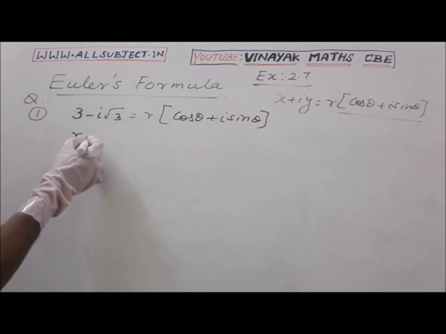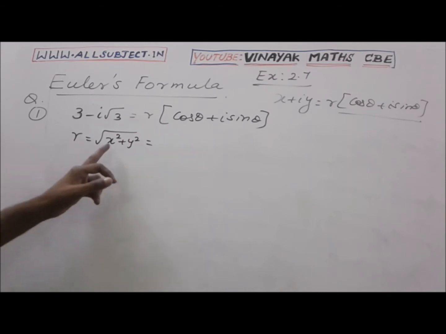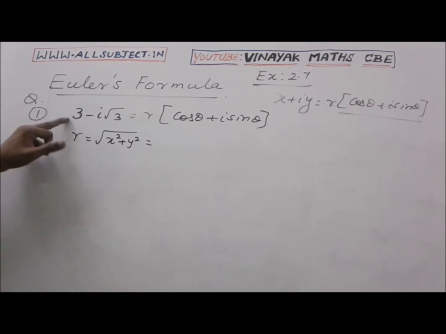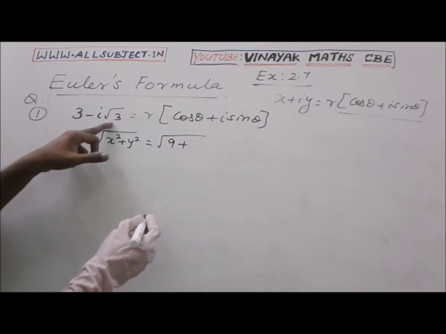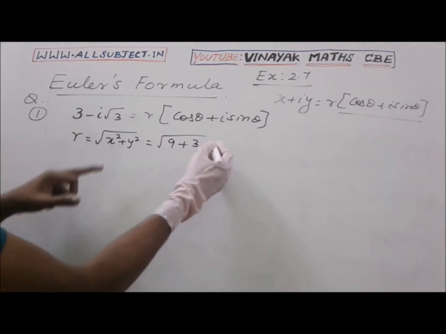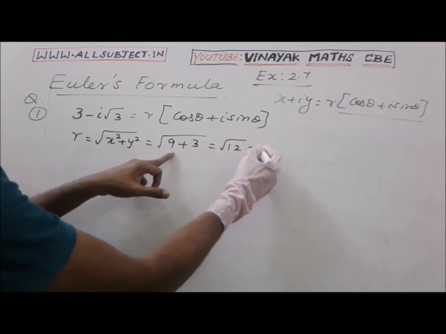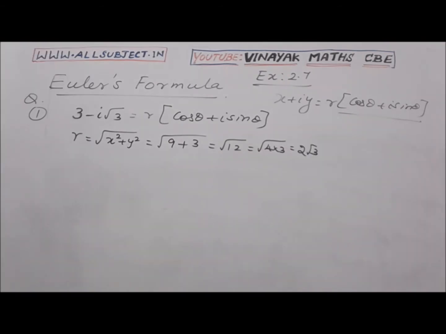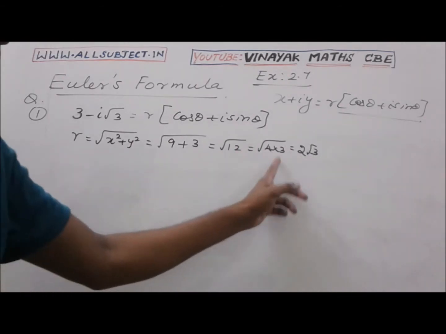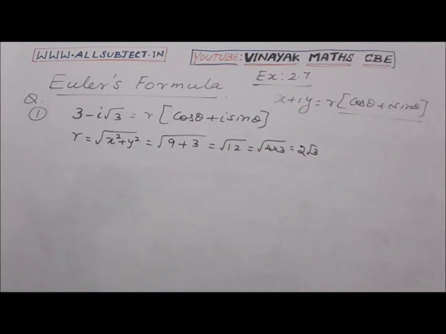To find r, we have the formula root of x square plus y square, that is square root of sum of the squares of real and imaginary part. Real part square 3 square 9 plus imaginary part root 3 square 3, that is equal to root of 12, that is root of 4 into 3, which is equal to 2 root 3. So r equal to 2 root 3.